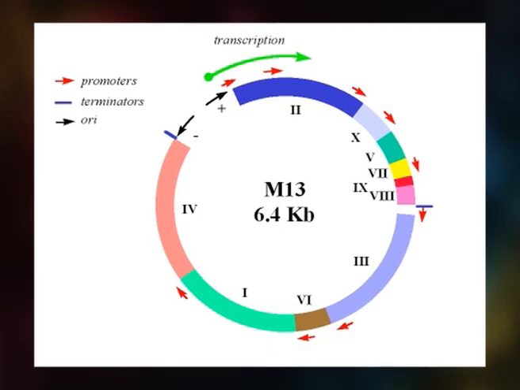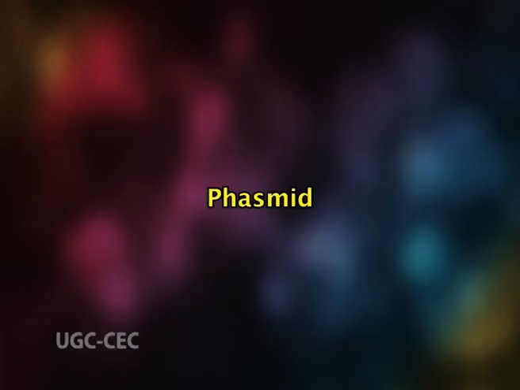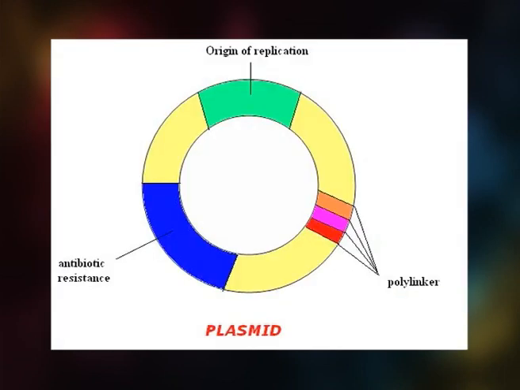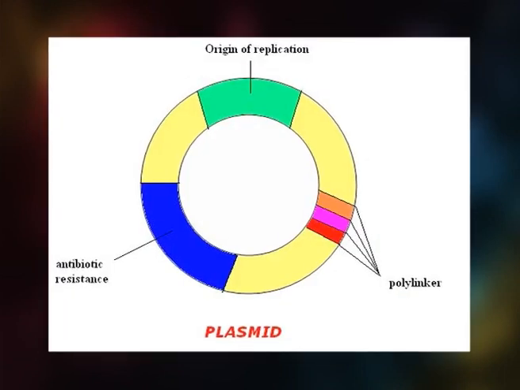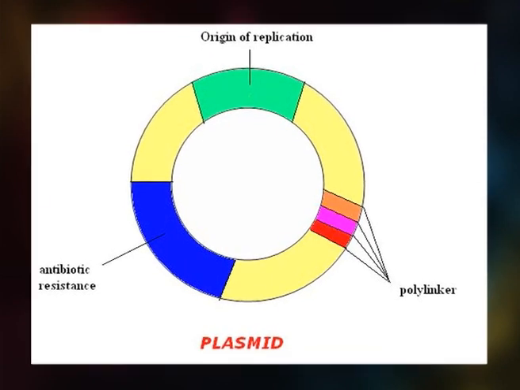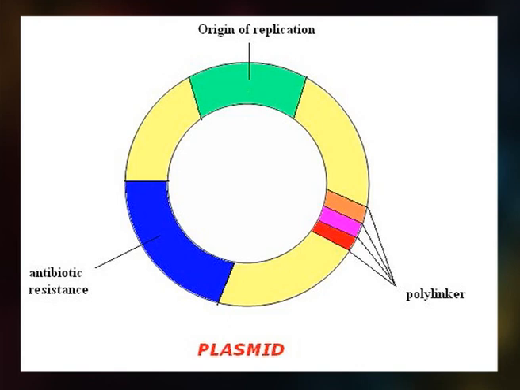Polylinker and LAC-Z peptide sequence are also inserted into this region. Now the next one is phasmid. Phasmid is a hybrid of the filamentous phage M13 and plasmid. Phasmid contains the origin of replication and the selectable marker from plasmid and an intergenic sequence from filamentous phage.